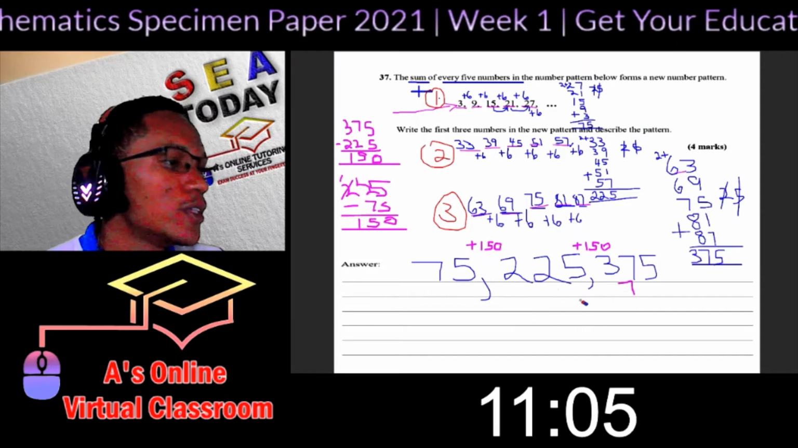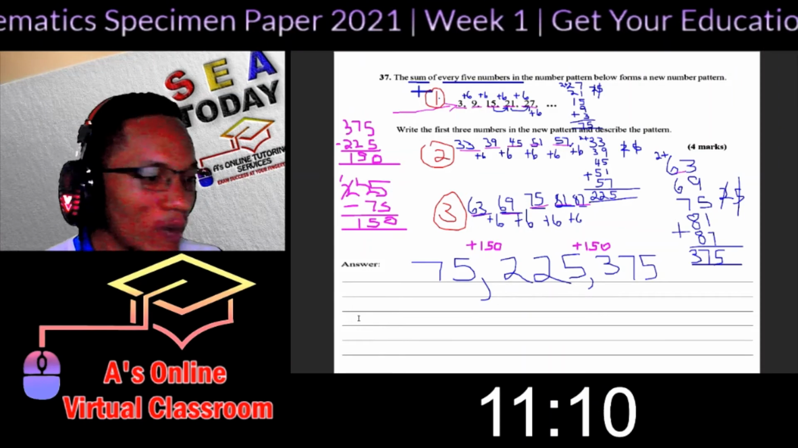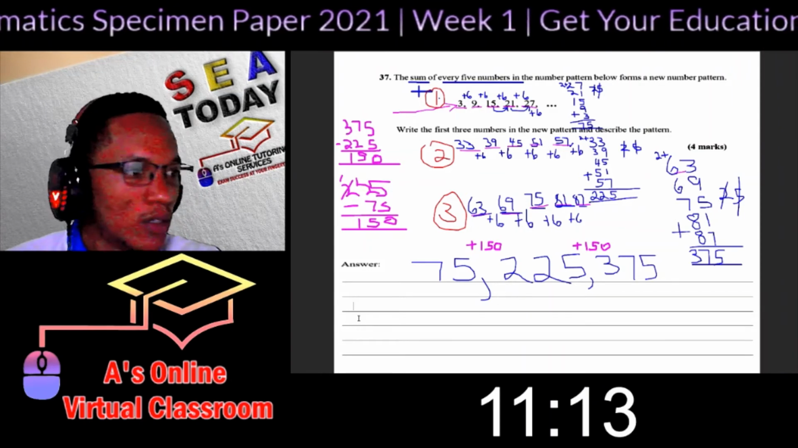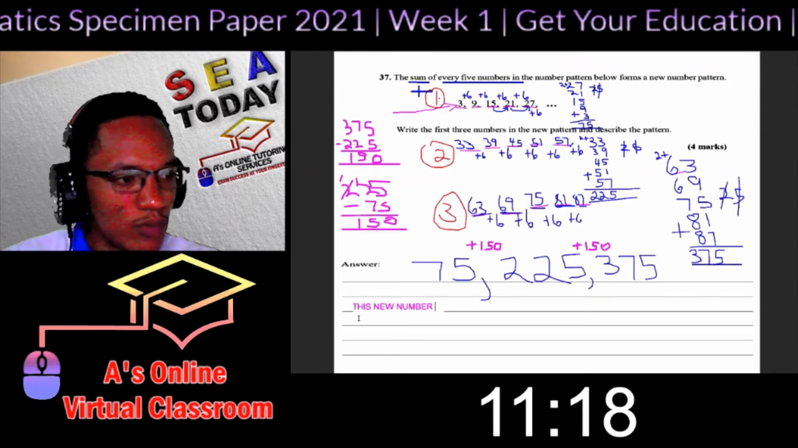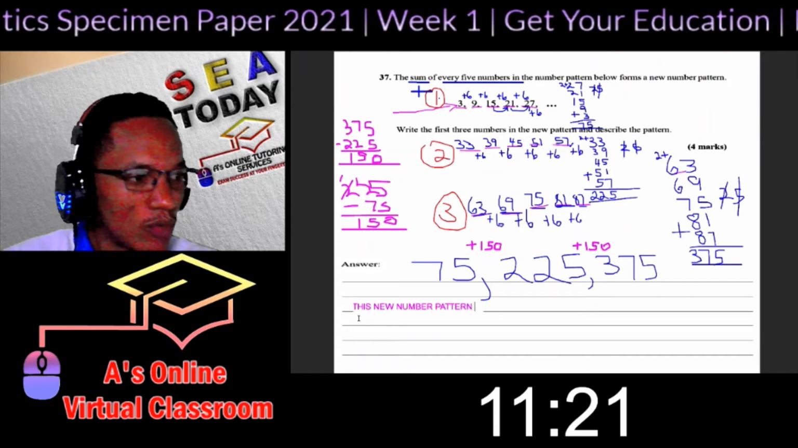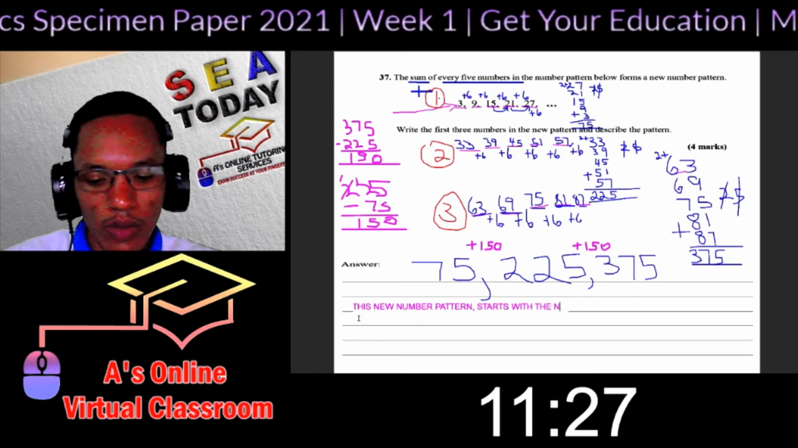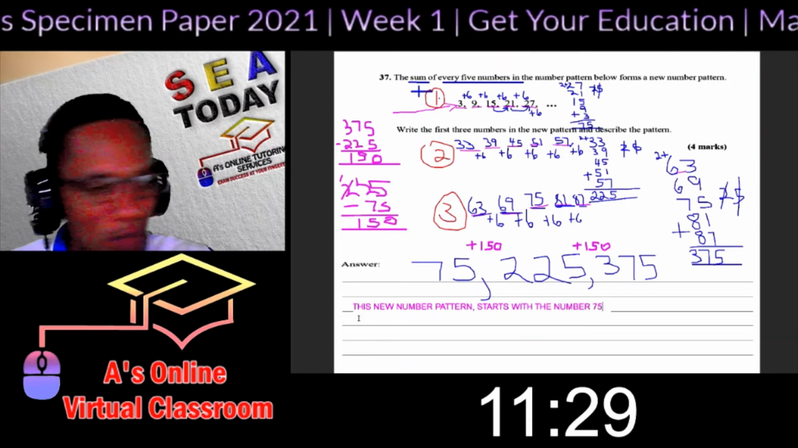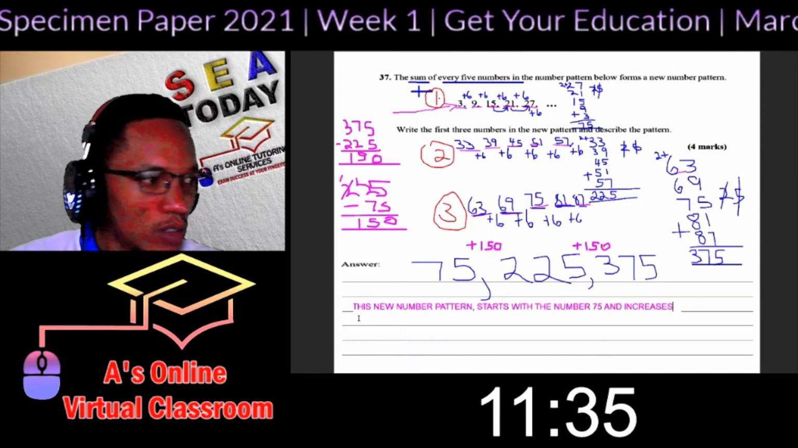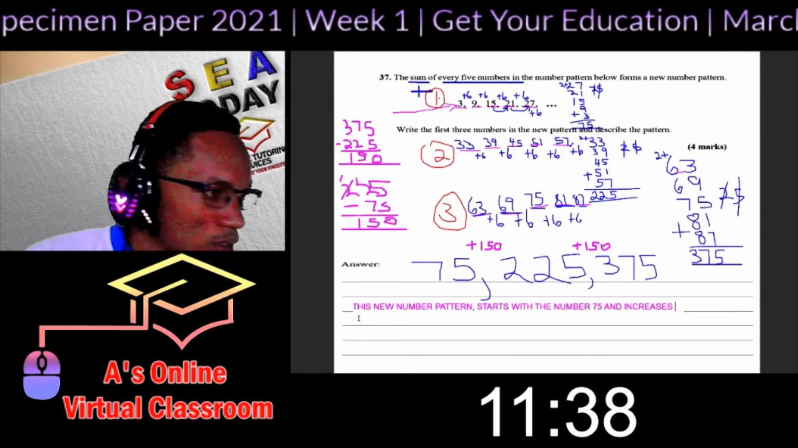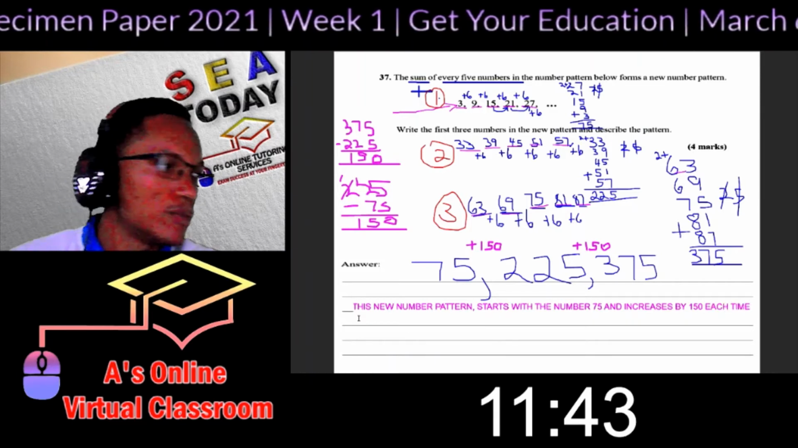So to describe this new number pattern that we created, we would say: this new number pattern starts with the number 75 and increases by 150 each time.